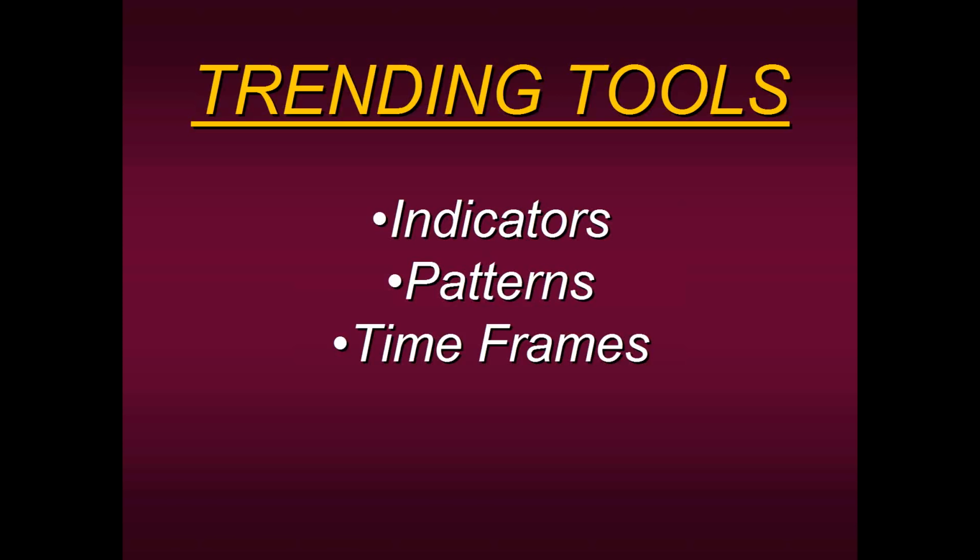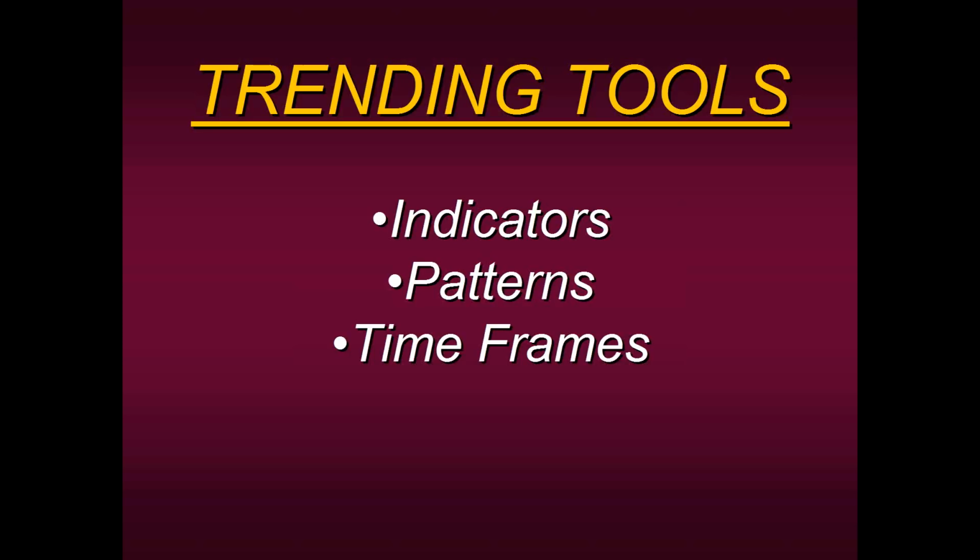Now, some of the trending tools that are used out there that you can start using today, they're very generic, are indicators. Many times a lot of traders like to look at moving averages to find out what the trend is, or patterns. A lot of traders will say, well, higher highs and higher lows generate an uptrend. Lower lows and lower highs generate a downtrend. Okay, that's fine. And time frames. Many traders will look to see what the higher time frame is, and they want to make sure that the lower time frame is in sync. Well, those are all well and good trending tools.